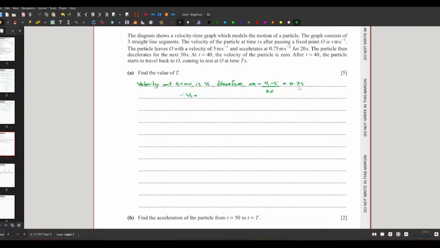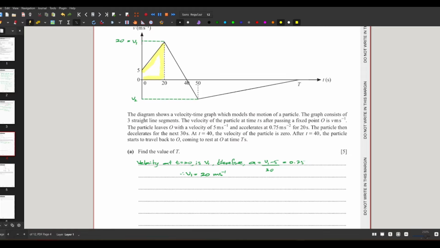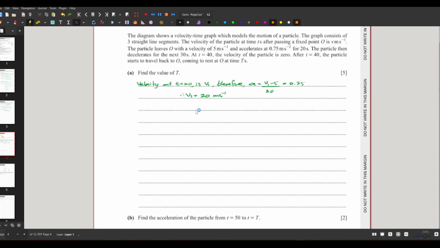And then we can find the displacement now because we know all the values here. But how can you do that? If we consider this section, this is a trapezium. So you can take the area of this trapezium plus the area of this triangle, the summation of both. So I will write the displacement at t equals 40.